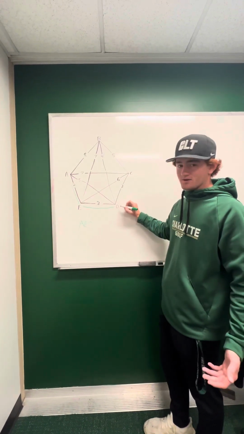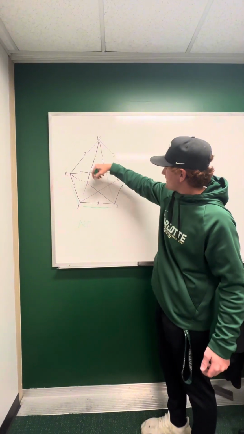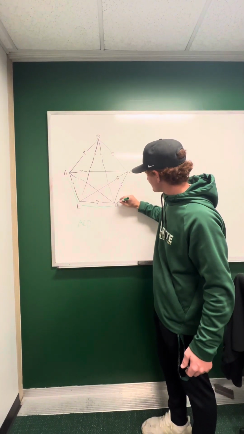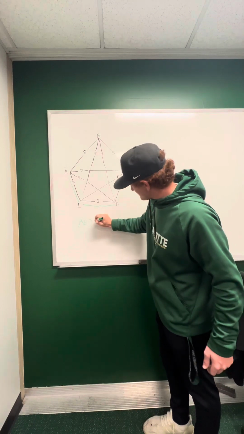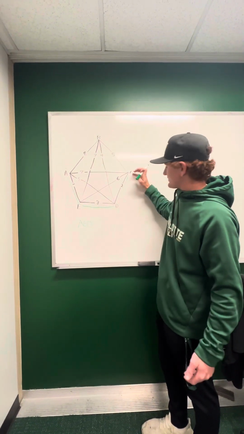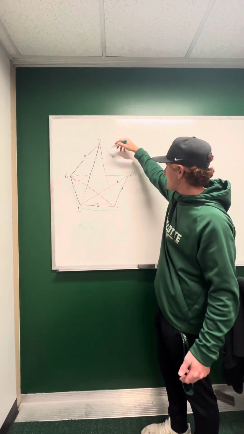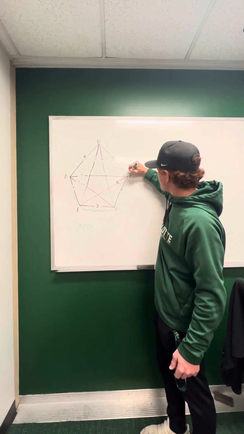Now that we're at D, we're going to do that same process again. We got 5, 4, and 2. 2 is our cheapest route, so we're going to go D to C. Now that we're at C, again, same process. We got 6, 7, and 5. 5 is our cheapest, so we're going to go C to B.